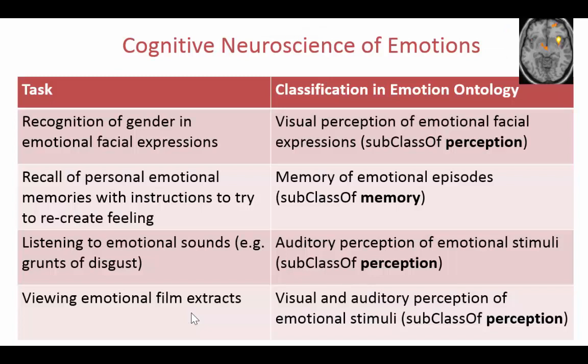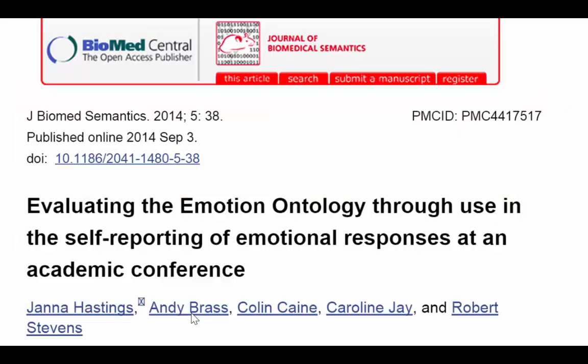We have some people using the emotion ontology for cognitive neuroscience experiments. So basically, they're taking brain images of people who are undergoing different kinds of emotions. And this will give you some idea of the terms in the emotion ontology. So we have memory of emotional episode, visual perception of emotional facial expression, auditory perception of emotional stimuli, and so on. And we have experiments in which people were given tasks of various sorts, and then the outputs from those experiments were annotated using terms like this.